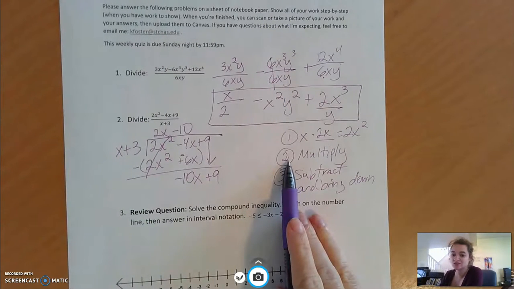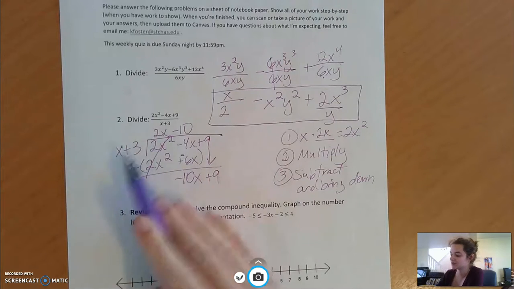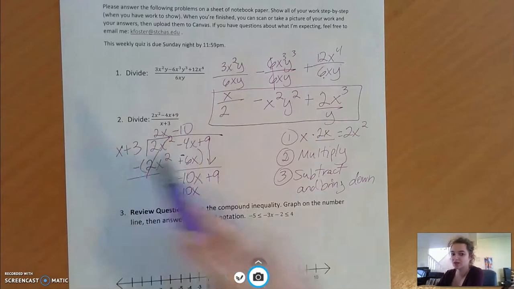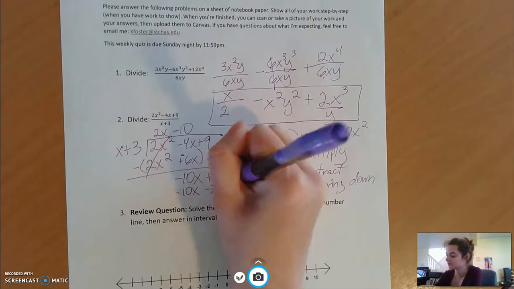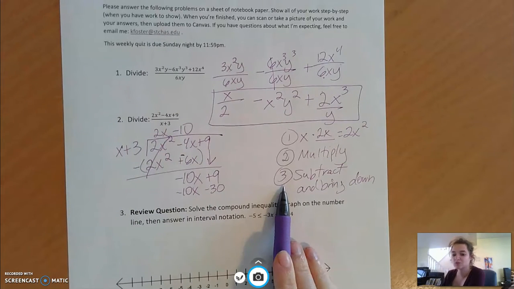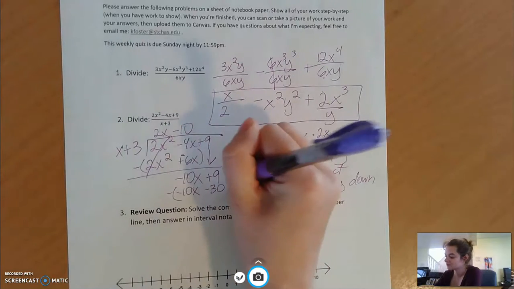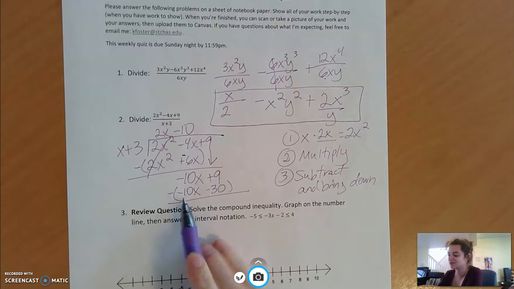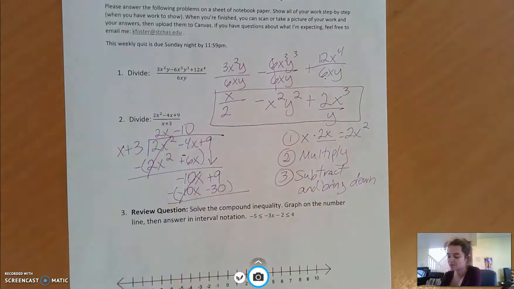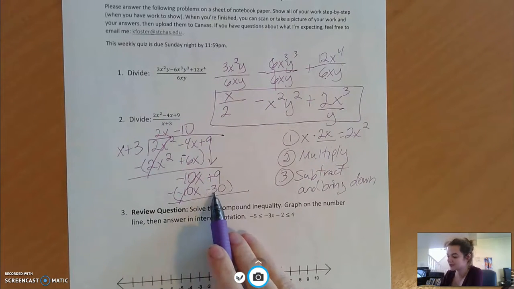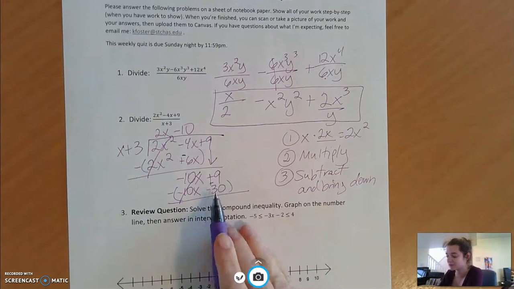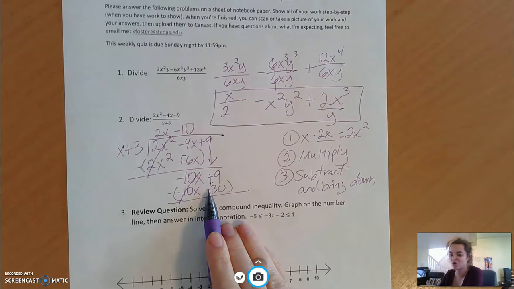Then we go to step 2, which is multiply. Negative 10 times x is negative 10x. Negative 10 times 3 is negative 30. And then you subtract. So negative 10x minus negative 10x is 0. 9 minus negative 30. Well, minus a negative is the same thing as adding. So if you want to put a little plus there to help yourself out, go for it.